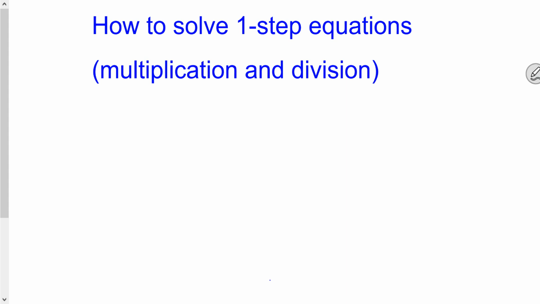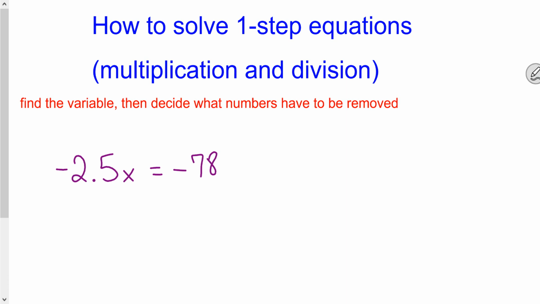This is how to solve one-step equations using multiplication and division, and it's meant to be a very quick review. So here's our equation, negative 2.5x equals negative 78. Find the variable. Hey, there it is. Now you've got to decide what numbers we need to get out of there.